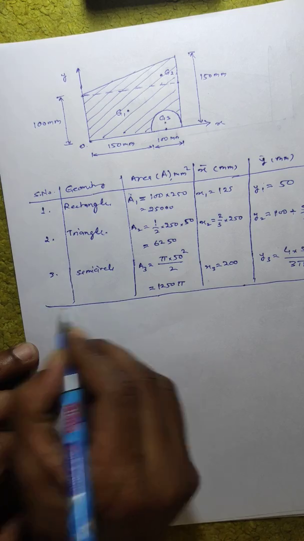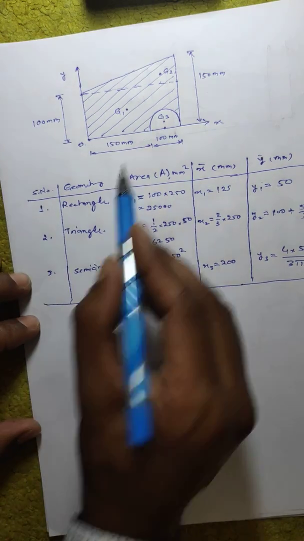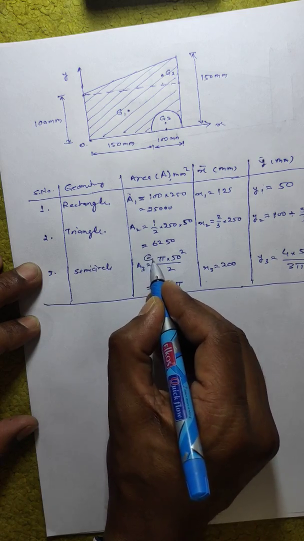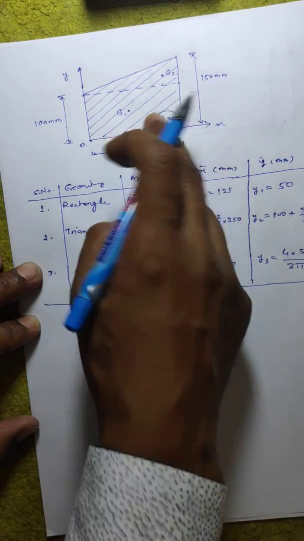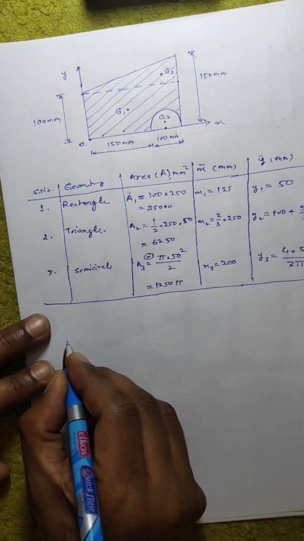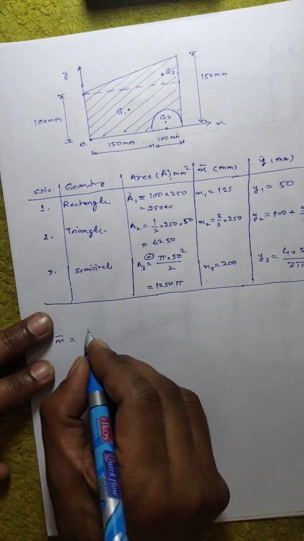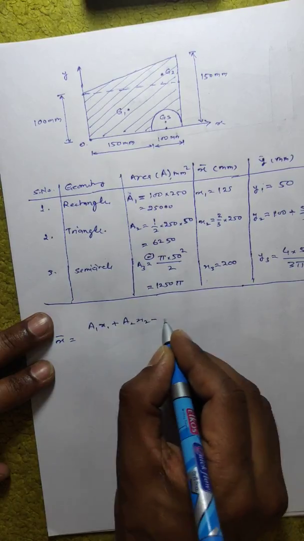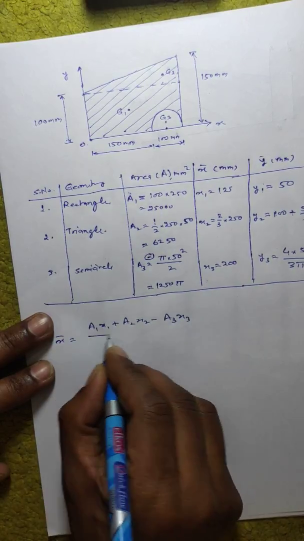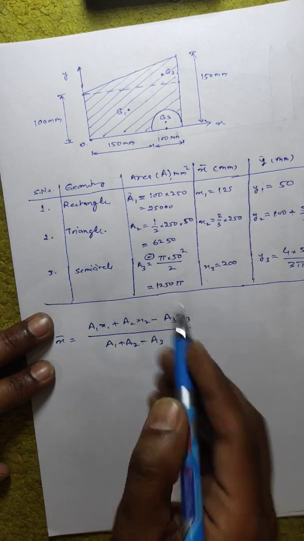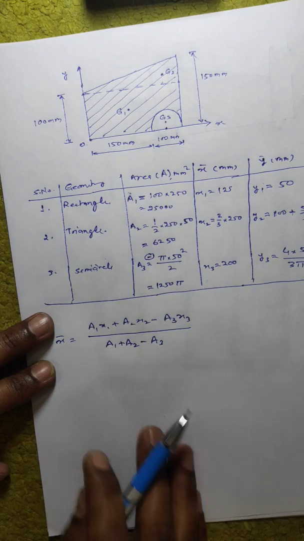In this we have to take care that A3 comes with a negative sign. Here we have to subtract this third geometry because it is removed to get the required geometry. After that, for getting x bar, we will simply have to put (A1 x1 plus A2 x2 minus A3 x3) upon (A1 plus A2 minus A3), because the third geometry is removed.